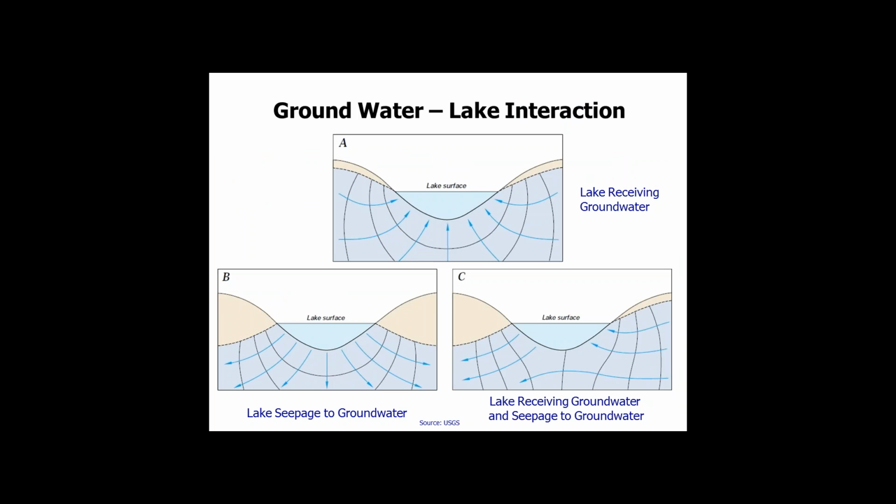Another interaction between groundwater and surface water is lake interactions. These interactions appear similar to groundwater-stream interactions, but are not as dynamic. In Figure A, you have a receiving lake in which groundwater flows from the aquifer into the surface water. You also have seepage to groundwater in Figure B. Then you also have a combination flow-through of groundwater entering surface water at one side of the lake and seeping out at the other side of the lake.